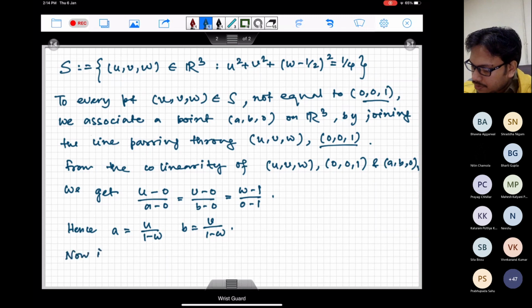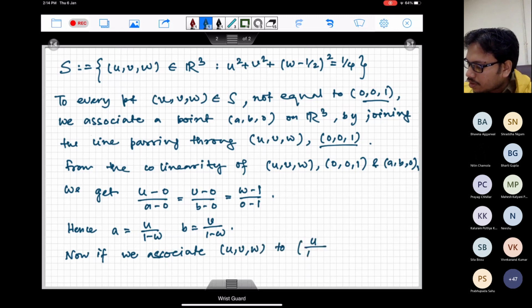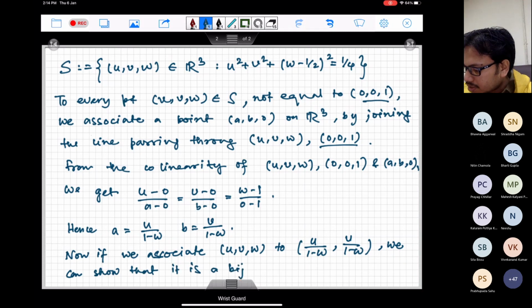Now, if we associate (u, v, w) to (u/(1 minus w), v/(1 minus w)), we can show that it is a bijective correspondence, or a bijective map. So this association is bijective.